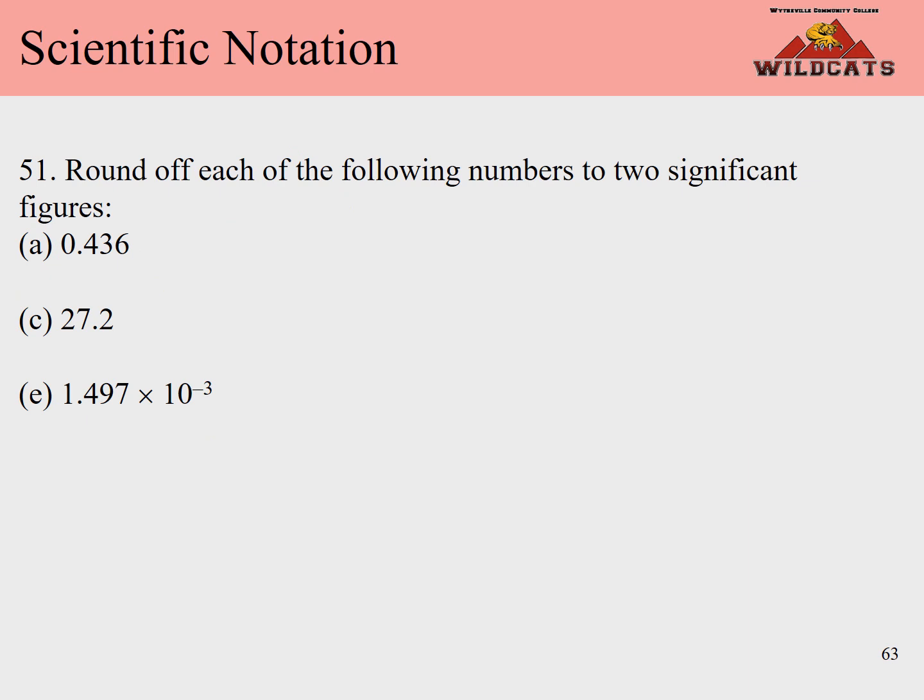Now it says round off each of the following numbers to two significant figures. The reason I put this problem is to remind us that the only reason we worry about significant figures is to know where to round off our number. We'll find out why in just a second. So A is 0.44. C is 27. Again, we'll round it to two significant figures. E is going to be 1.5 times 10 to the minus third.